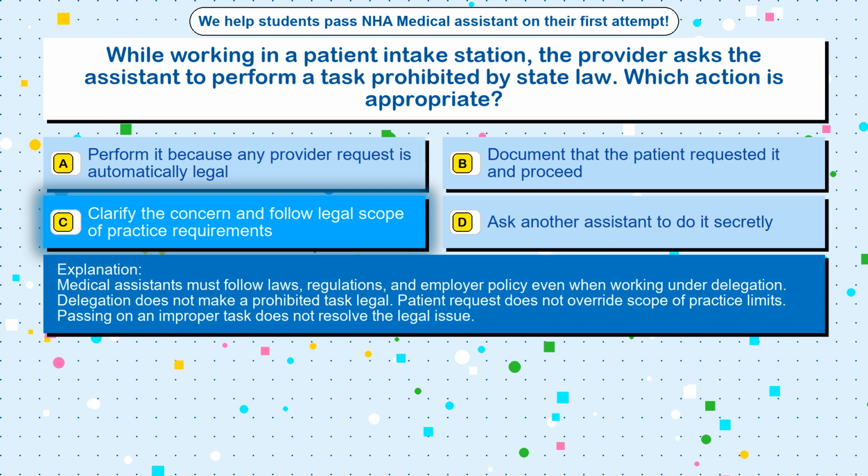Medical assistants must follow laws, regulations, and employer policy even when working under delegation. Delegation does not make a prohibited task legal. Patient request does not override scope of practice limits. Passing on an improper task does not resolve the legal issue.